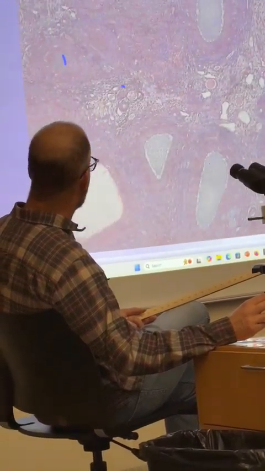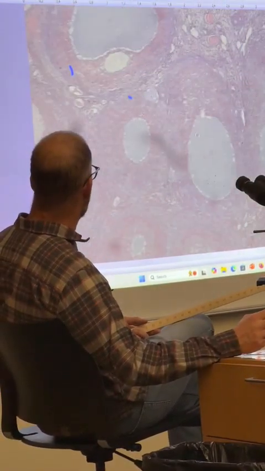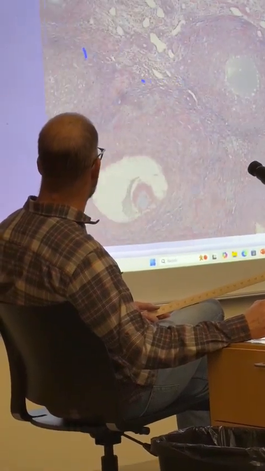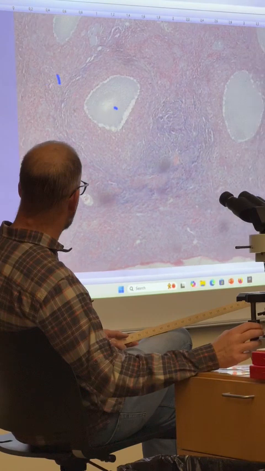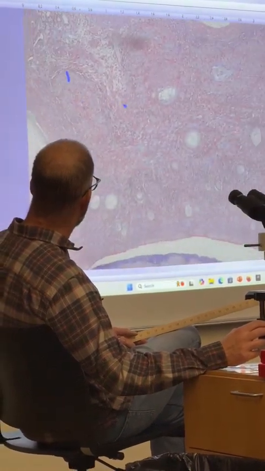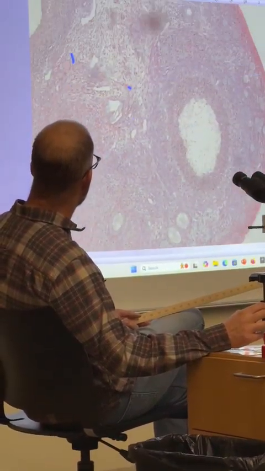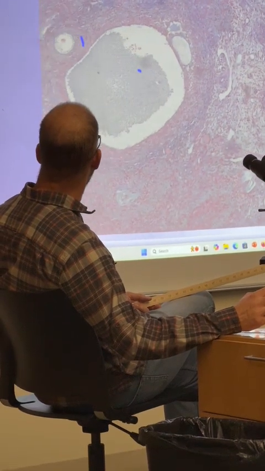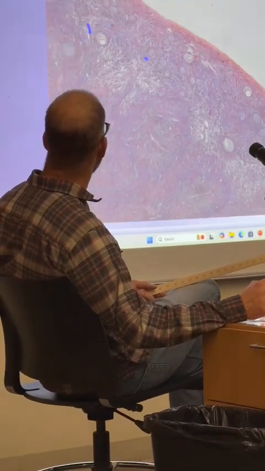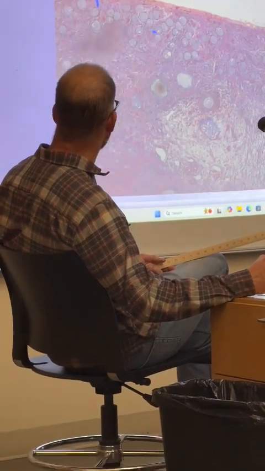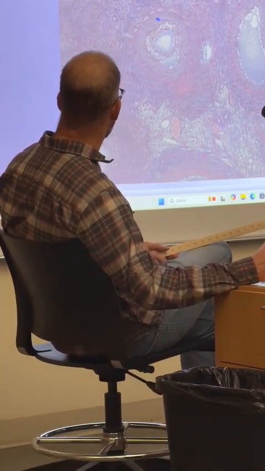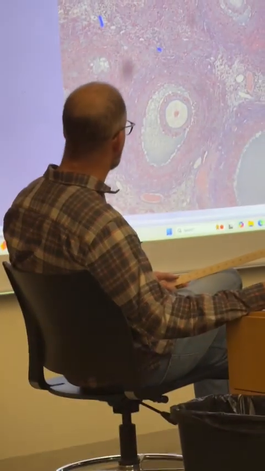And remember, those Graafian follicles have that massive open space called the antrum associated with them. So let me come over here and see if we can find some examples. There's a lot of them here, so there's no shortage. I'm just trying to find a good one. Again, no shortage. I'm just seeing what I can find here. This is a good one here.